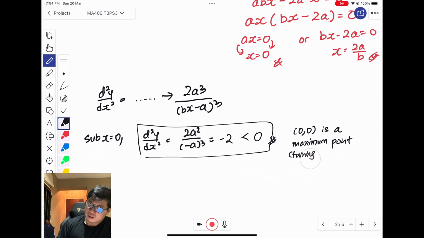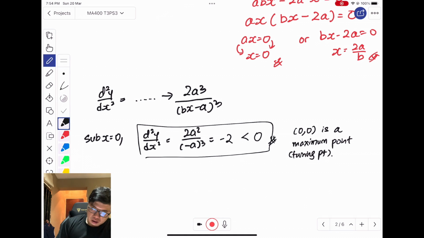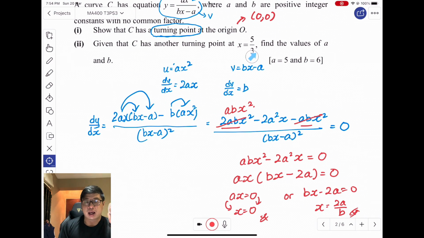So when we talk about turning point, we cannot just stop at dy/dx equals to 0, because it can also be a stationary point of inflection. So we have to prove the nature, okay? So let's look at part B. Given that C has another turning point at x equals to 5/3, find the values of a and b.